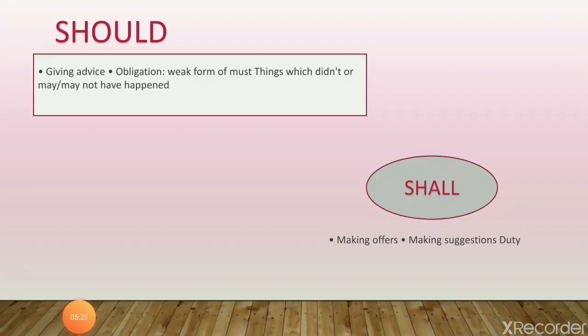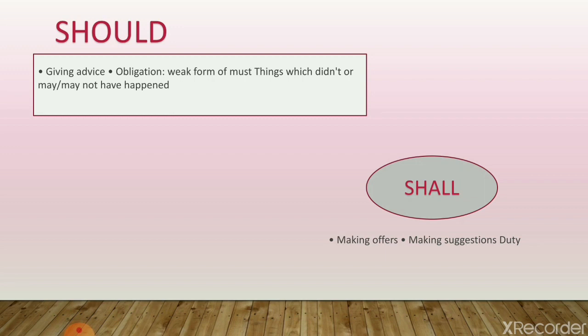Now next are should and shall. Should we use for a future action also, but should is mainly used for giving advice or obligation. You can say it is a weak form of must. Should we use when it is not compulsory that you have to obey. It's just a suggestion. For example, shall we go for a jog?